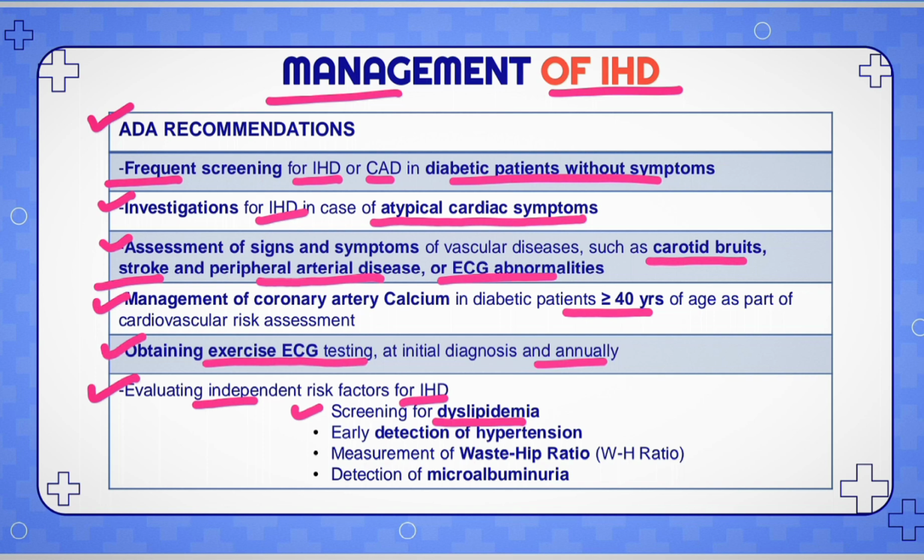We need to also assess or detect for hypertension. We need to measure the waist height ratio for the assessment of any obesity. Apart from that, we need to detect microalbuminuria, checking the level of albumin in the urine, which indicates the development of diabetic nephropathy or diabetic kidney disease.